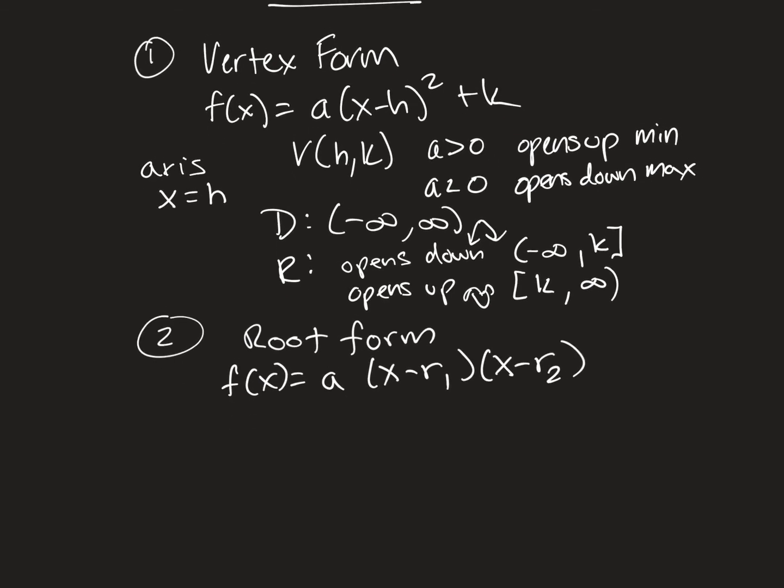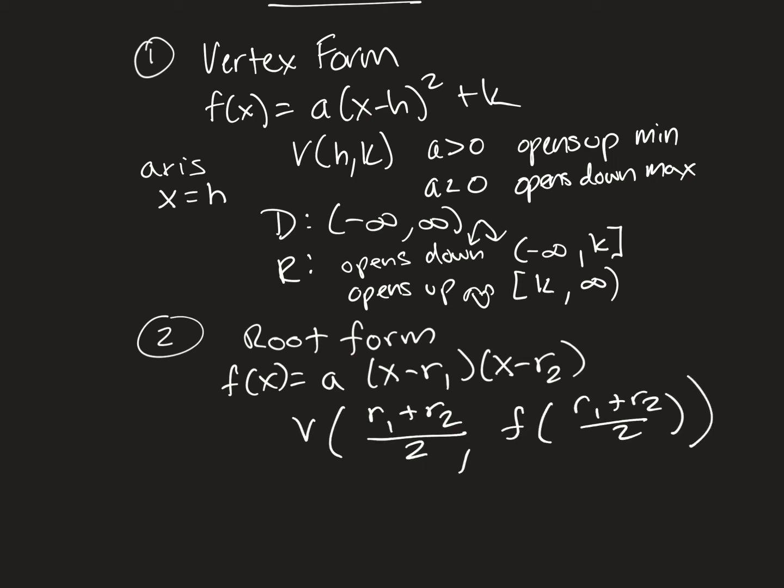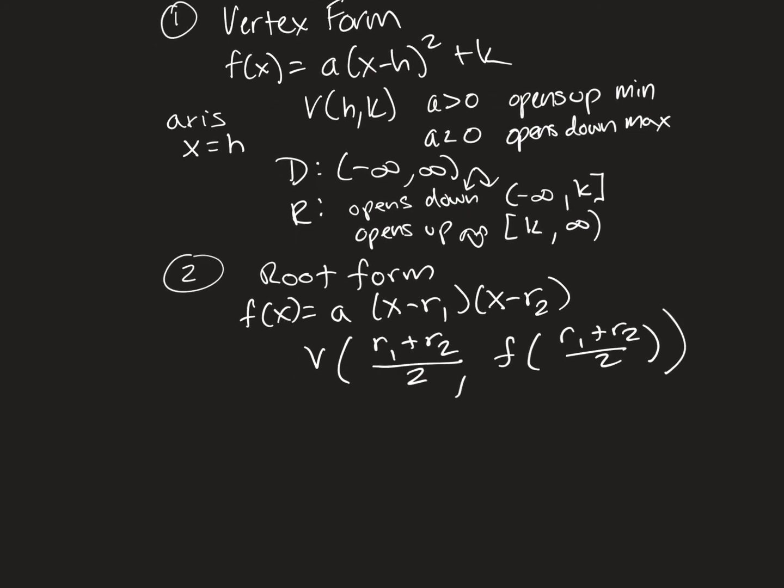I don't want to have to FOIL it out and complete the square to get the vertex in this form. But I can get the vertex by taking the average, or the midpoint, of the roots. Once I have the x coordinate of the vertex, I can plug it back into the function to get the y value of that vertex. So you don't have to go back to a different form in order to find the vertex.